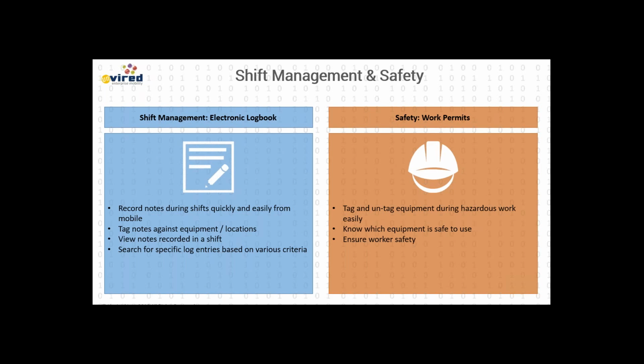When it comes to safety, equipment can be tagged and untagged so that any operator who is near equipment can check if the equipment is tagged both physically and also on the mobile device, so that they are very careful about which equipment they are starting or shutting down based on the tagging and untagging that has been done for the equipment. This ensures worker safety.